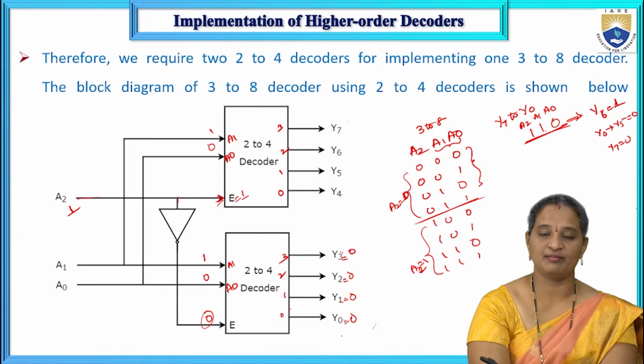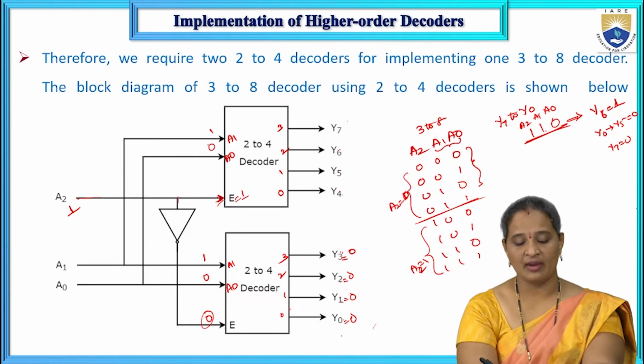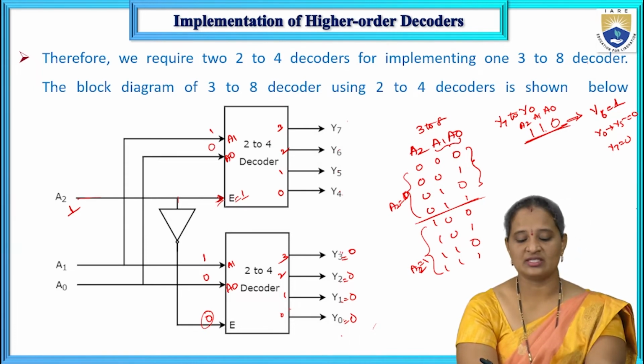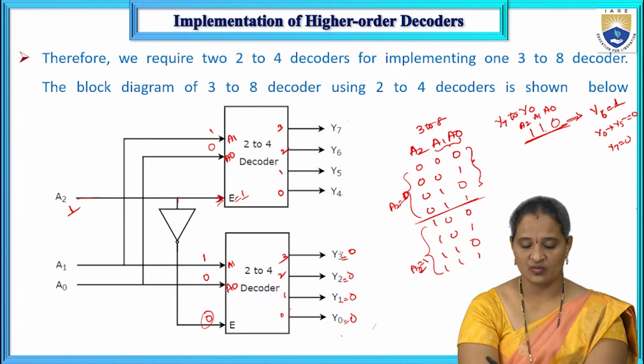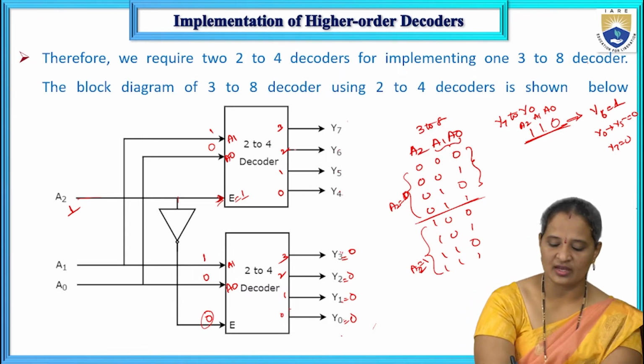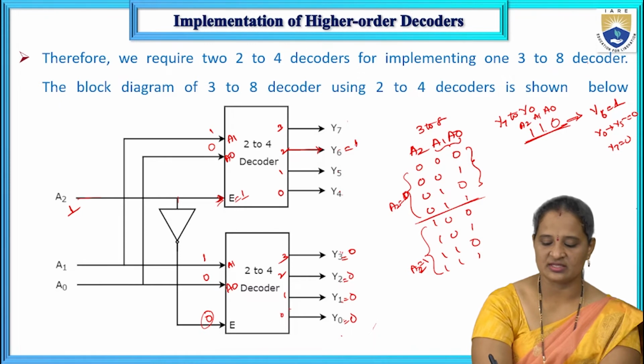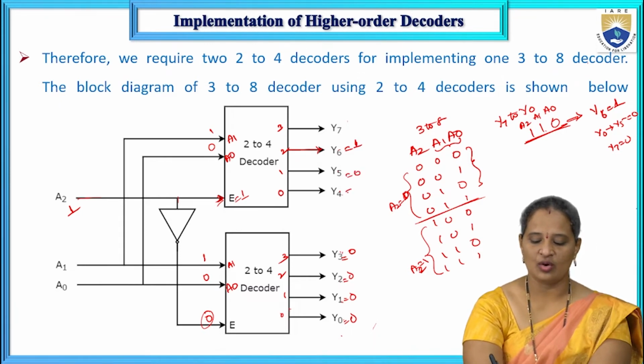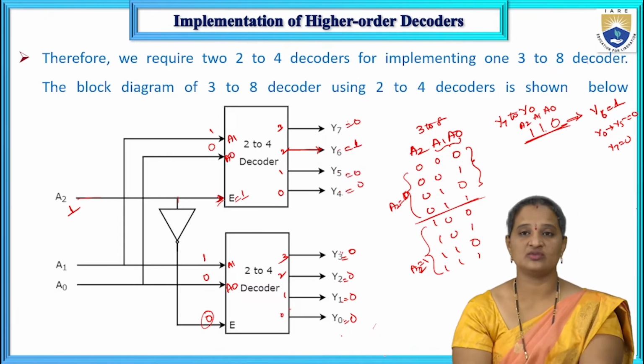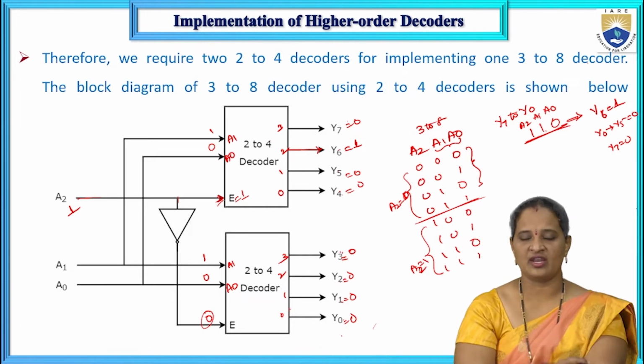Now it will check the input applied. So what is the input applied here? 10. What is the decimal equivalent of 10? That is Y2. So here this line will be enabled, that means Y6 is equal to 1 and the remaining all are zeros. So this is the operation. Similarly, you can check for any other combination.